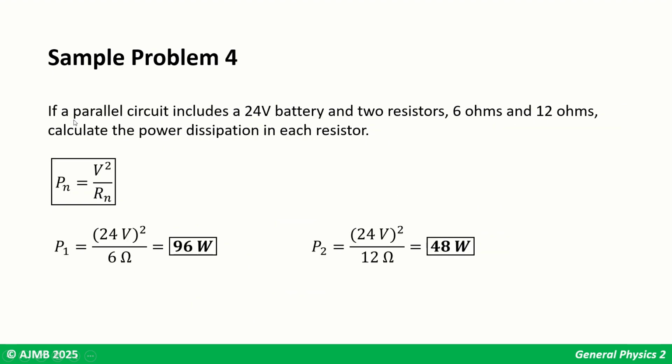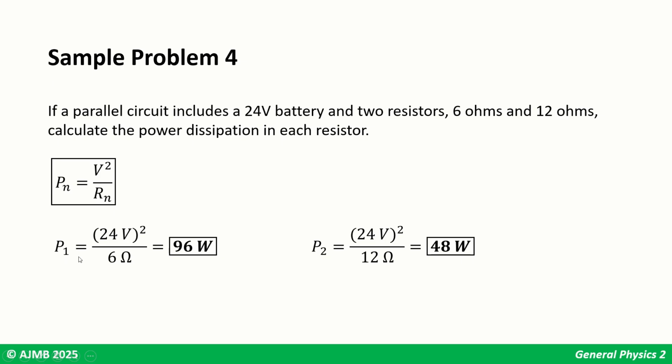Okay, now I also have a parallel circuit. My total voltage is 24 volts, and I have two resistors, 6 and 12 ohms. This time I need to get the power dissipation, power spent, because it has to pass through the resistors R1 and R2. If you remember this from our electrical power lecture, P is equal to V squared over R. I'm using this particular equation because I'm given voltage and resistances.